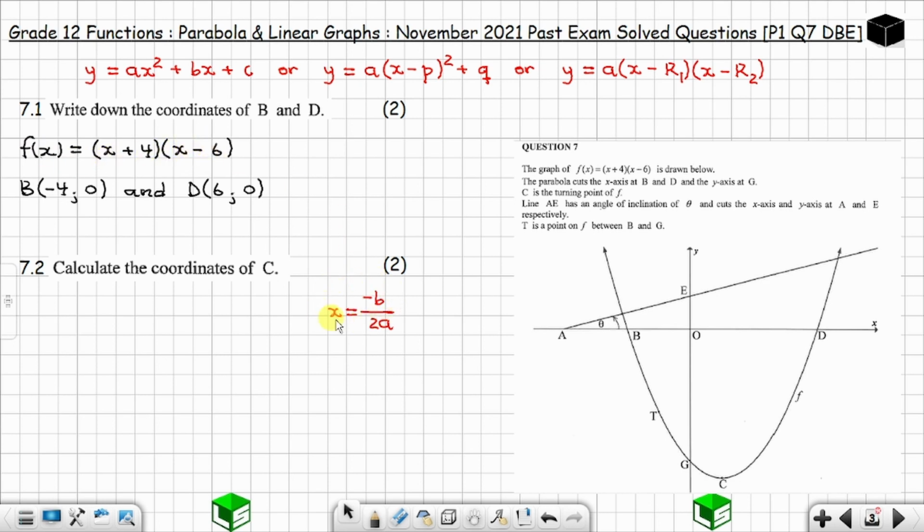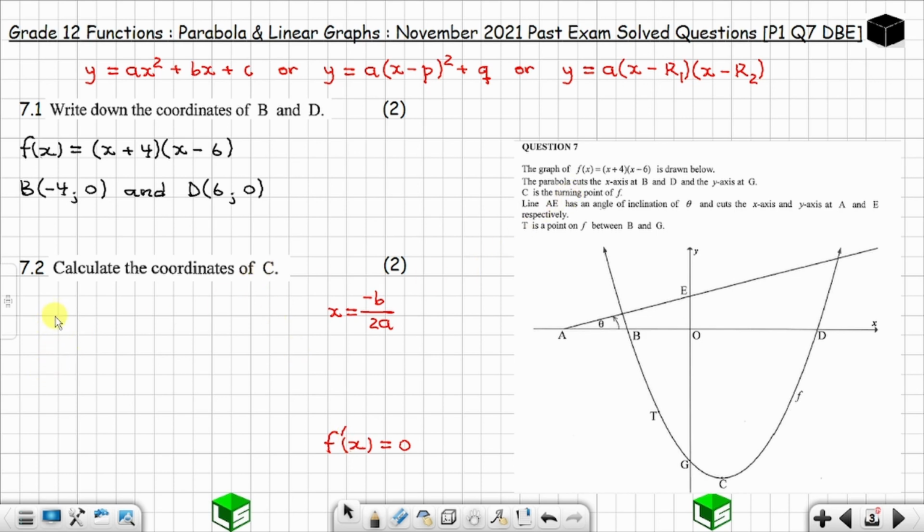This formula can be derived from the quadratic formula. Another method you can use is differentiation, if you have done calculus. You take f prime, make it equal to 0 and solve for x. When you find x, you plug it into f and then you find the y coordinate. So you can use either of these to find the x coordinate of the turning point. I'm going to use this method.